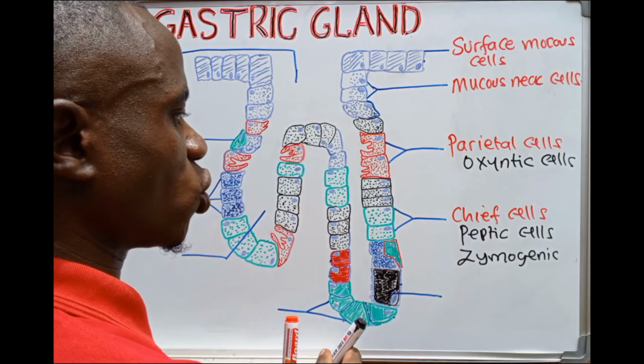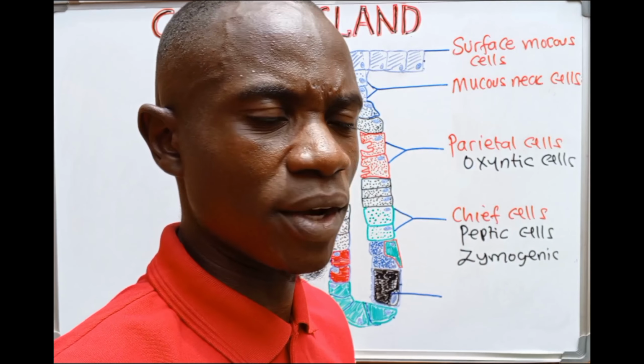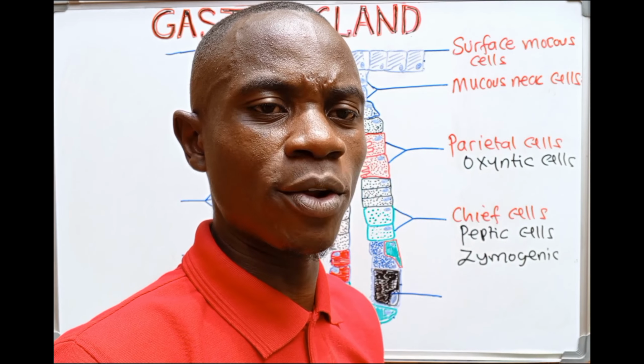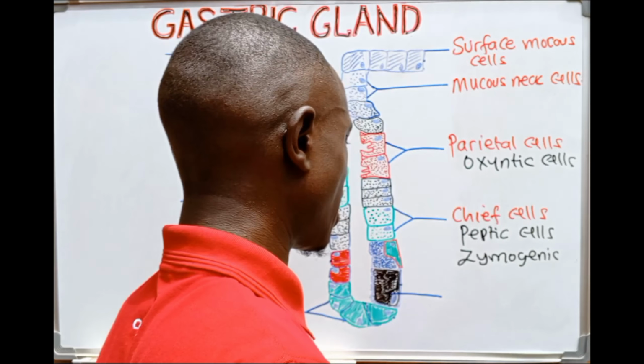So these cells have a couple of different names. They produce gastric lipase and pepsinogen, which gets converted into pepsin by the influence of hydrochloric acid to start the process of chemical digestion of proteins. It is also another beautiful thing.